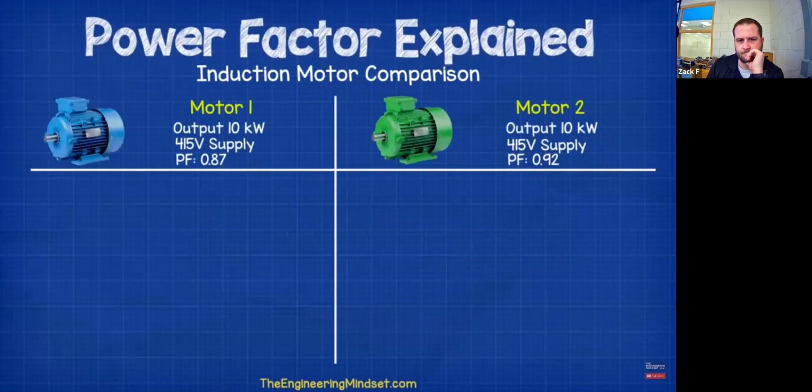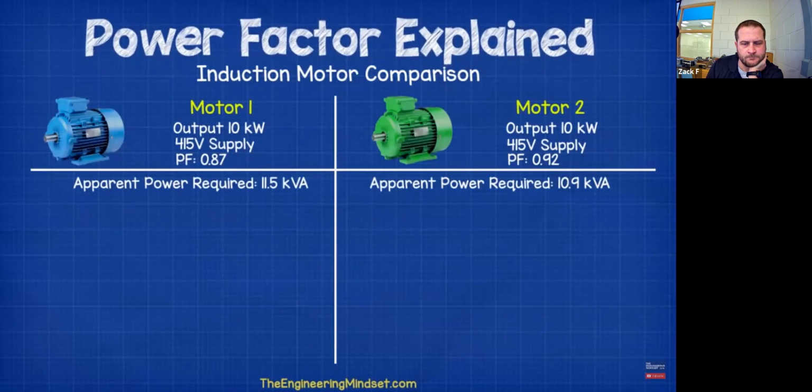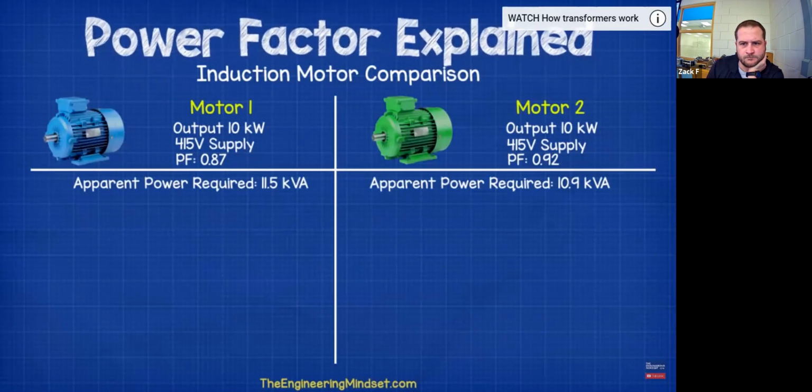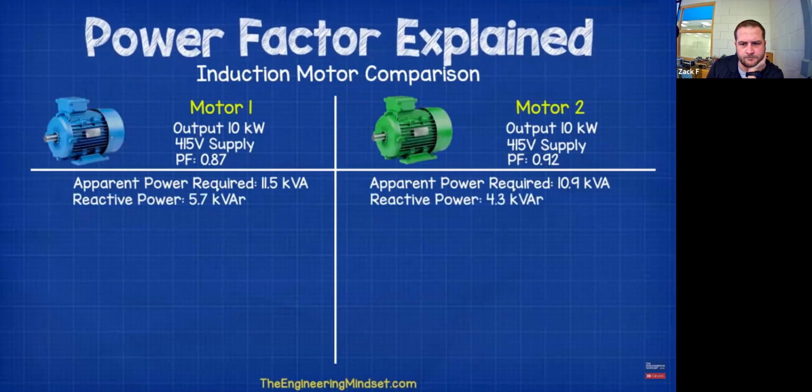If we compare two induction motors that both have an output of 10 kilowatts and are connected to a three-phase 415 V, 50 Hz supply, one has a power factor of 0.87 and the other a power factor of 0.92. Both motors will deliver 10 kilowatts of work, but the first motor has a lower power factor compared to the second one, meaning we're not getting as much value for money. The first motor will need to draw 11.5 kVA from the electricity grid to provide the 10 kilowatts of power. The second motor will need to draw just 10.9 kVA from the electricity grid to provide the same 10 kilowatts of power. This means the first motor has 5.7 kVAR and the second motor has just 4.3 kVAR.